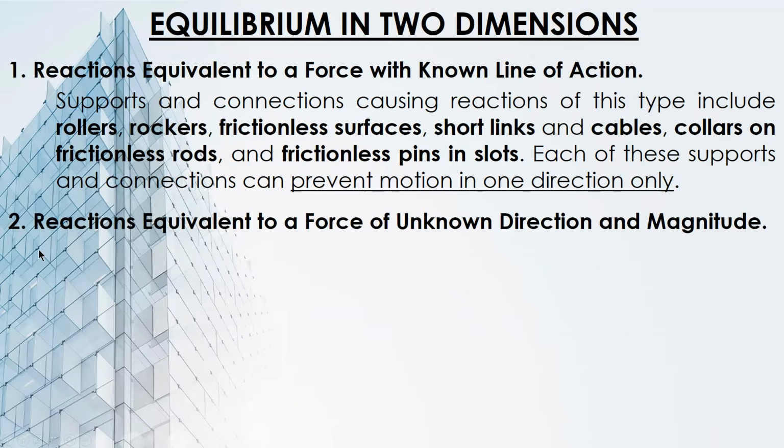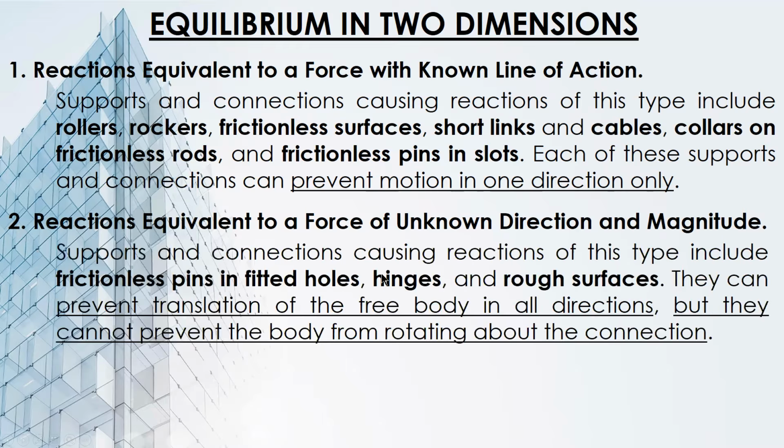Number 2. Reactions equivalent to a force of a known direction and magnitude. Supports and connections causing reactions of this type include frictionless pins in fitted holes, hinges, and rough surfaces. They can prevent translation of the free body in all directions, but they cannot prevent the body from rotating about the connection. It cannot resist rotation, but it resists translation. Okay.